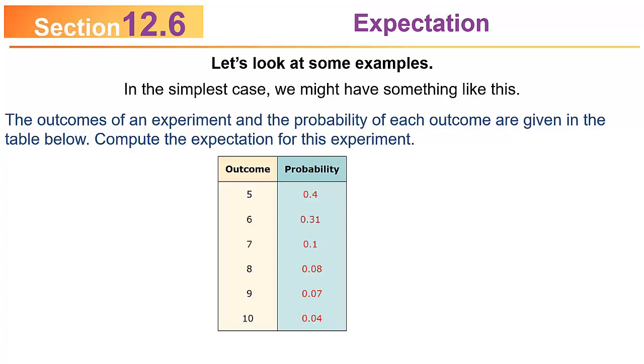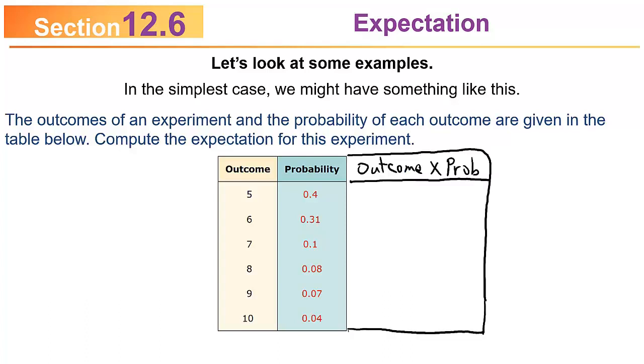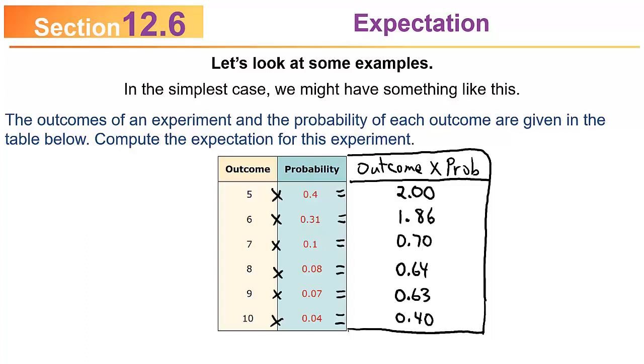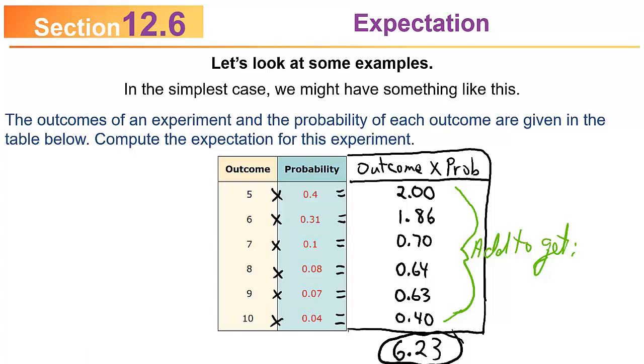In any case, if they give you a problem like this, all you have to do is add a column for the product. Remember, we have a column for the outcome. In the previous example, it was dollar amounts. And then you have a probability column, and all you need to do is multiply across and then add down. So in this particular case, the expectation is 6.23. A problem like this is strictly giving you practice doing the calculations.